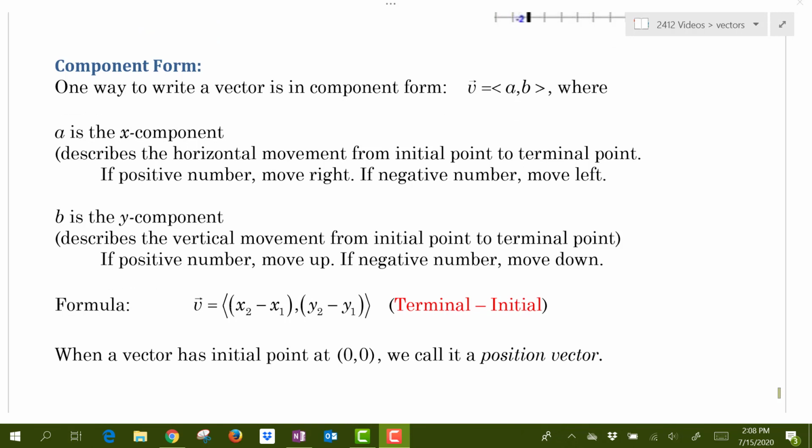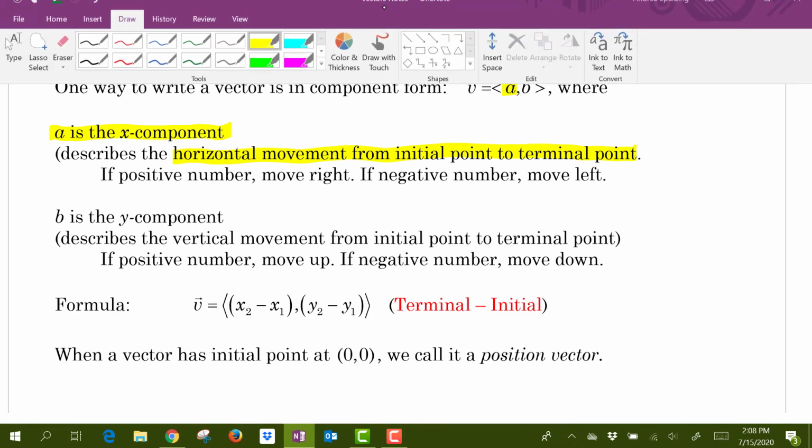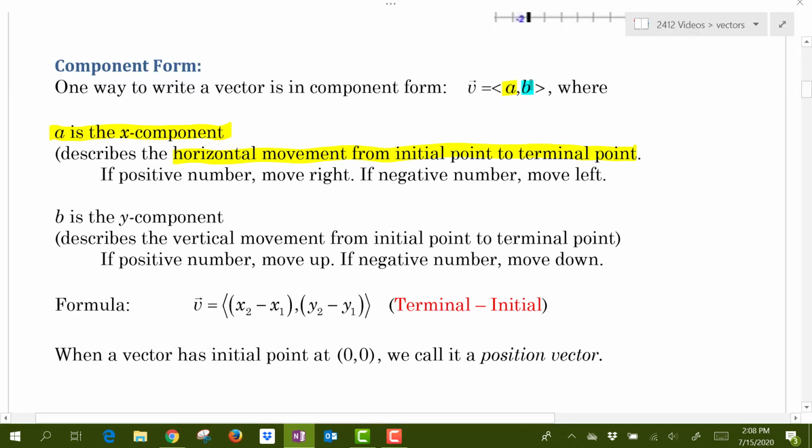So when writing a vector in component form, we will say that vector v is equal to, we will use these angle brackets, and then we'll have this pair of numbers inside. The first number is represented by the letter a, and a is going to represent that x component. In other words, it describes the horizontal movement from initial point to terminal point. If that number is positive, then we move to the right. If that number is negative, then we move to the left. The second number listed is represented by b. b represents the y component. This is going to talk about the vertical movement from initial point to terminal point. If that number is positive, then we move up. If that number is negative, then we move down.